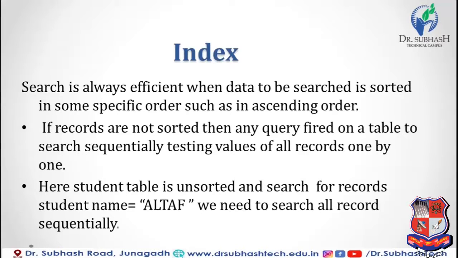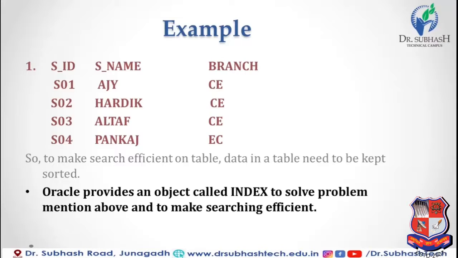For that, I will take one example. Here is a student table with unsorted data, and I want to search for the name Altaf. In this example, there are student ID, student name and branch. I want to search for Altaf. So when I fire a query with student name Altaf, this query checks each and every record in the table, starting with Ajay, Hardik, and at the third position I get Altaf.